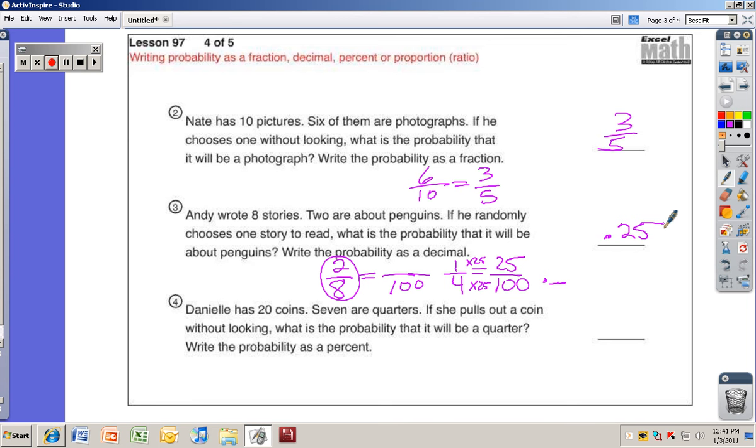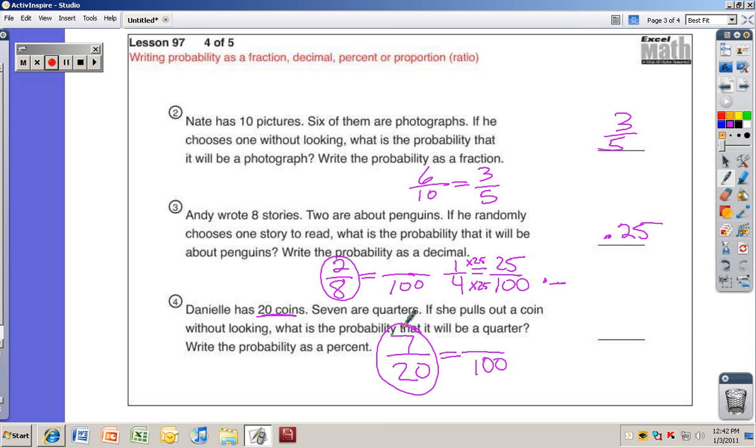Number 4, Danielle has 20 coins, 7 are quarters. She pulls out a coin without looking. What is the probability it would be a quarter? Write the probability as a percent. Okay, it says she has 20 coins and 7 of them are quarters, and we have to change that into a percent. Percent means out of 100. Can I go from 20 to 100? And yes, I can.